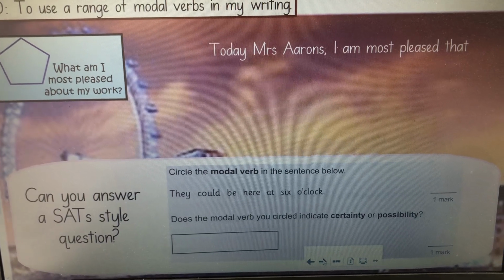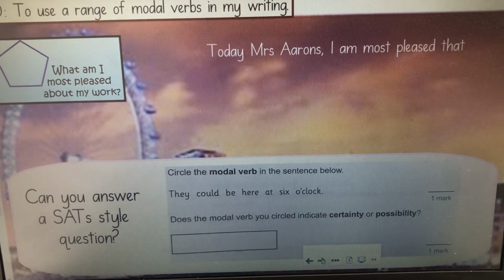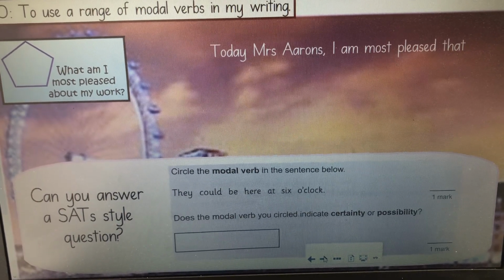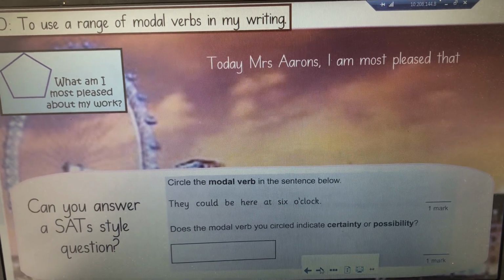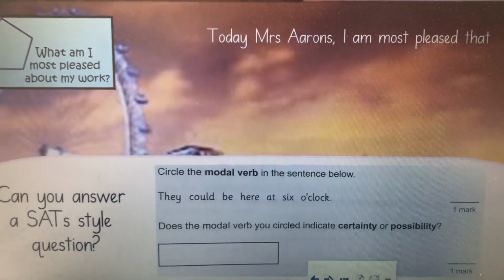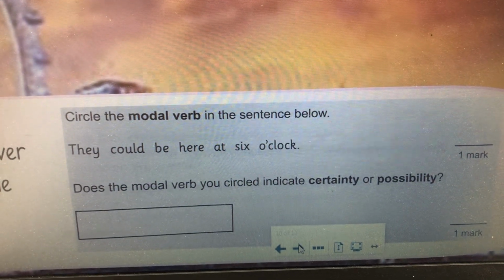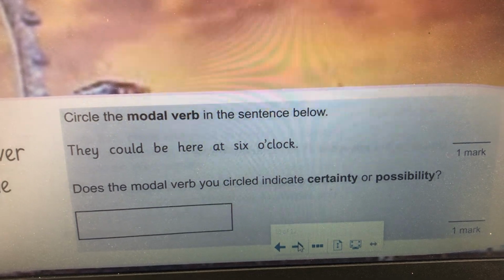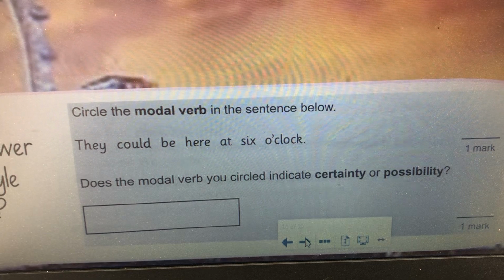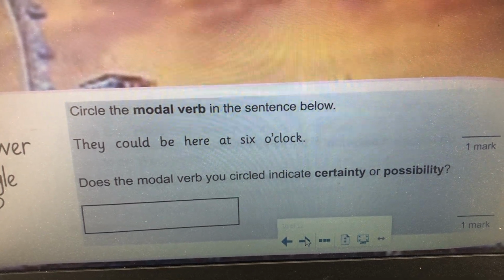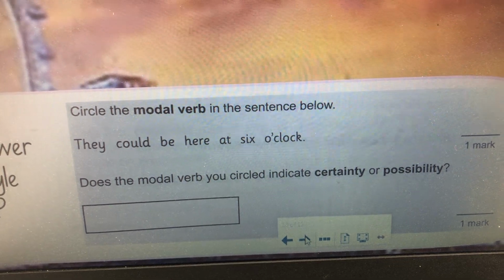your work? So today, Mrs. Ahrens, I am most pleased that. And normally we would structure together some answers for that. I'd like you to have a go yourself and think how you could finish that sentence. And we're going to finish by going back to that SAT-style question that we looked at the beginning. And I hope you'll all be feeling confident now to say that the modal verb would, of course, be could. They could be here at 6 o'clock. And the modal verb indicates that it's a possibility, of course.